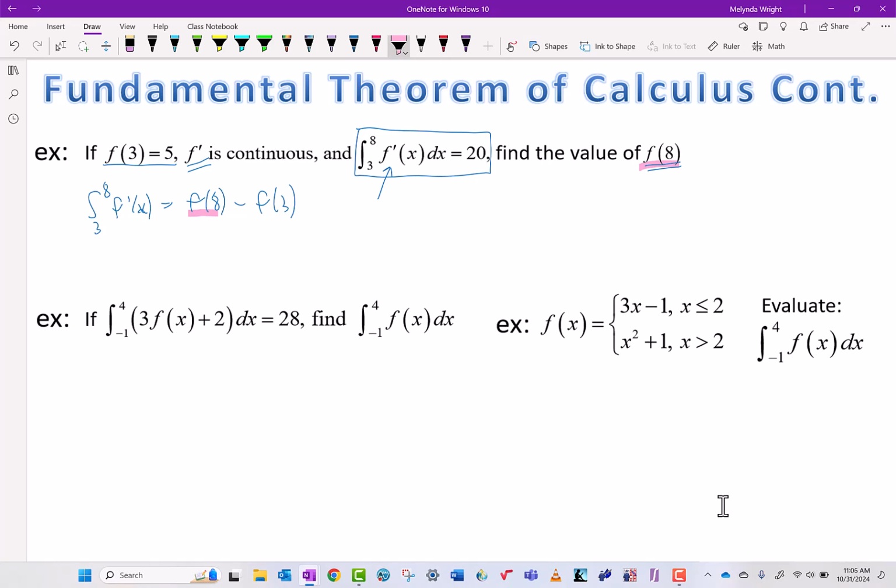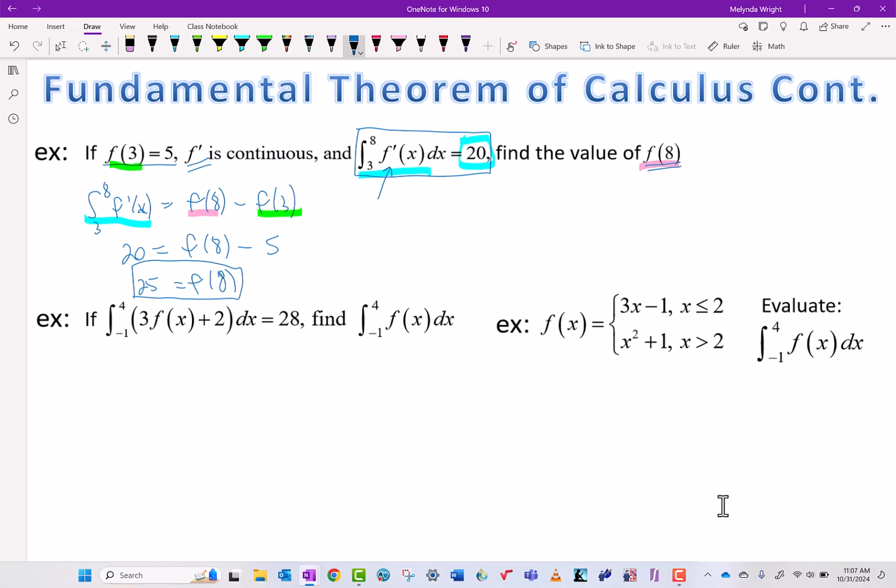So let's see, what information do we have? We know the value of this integral, it's actually 20. So I'm going to replace that with 20. We don't know f of 8, that's what we're looking for. F of 3, we do know, the value of f of 3 is actually 5. So now it's just a matter of solving for f of 8. And so I would add 5 over and get 25. So that's a very abstract look at using the fundamental theorem.